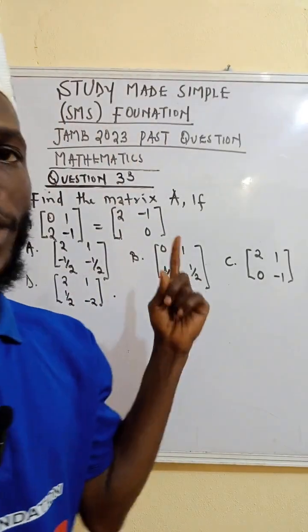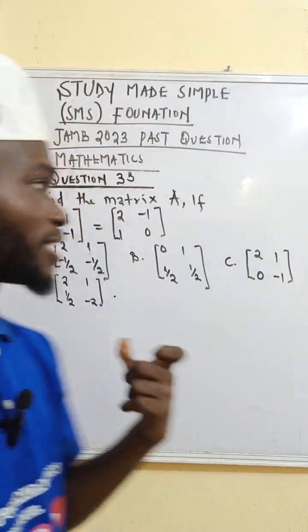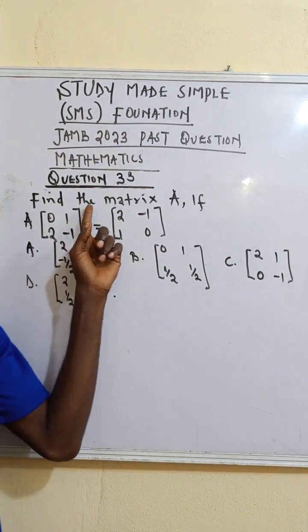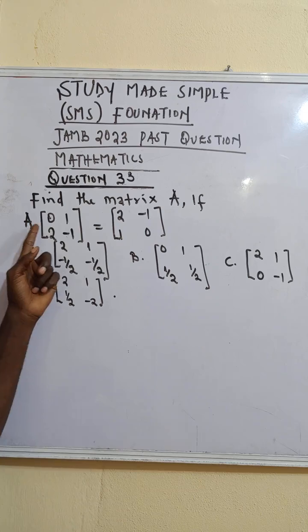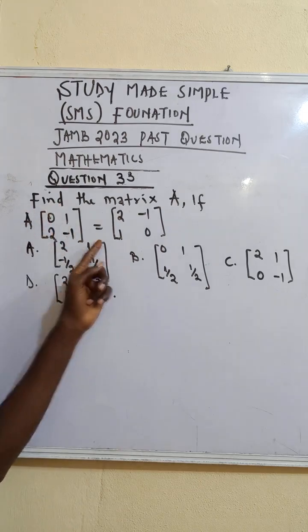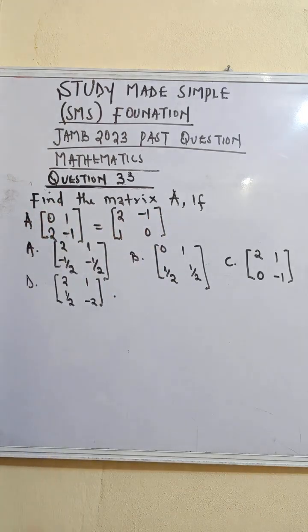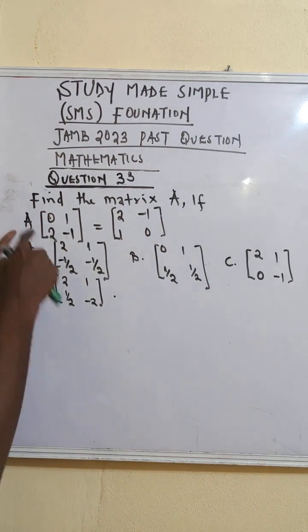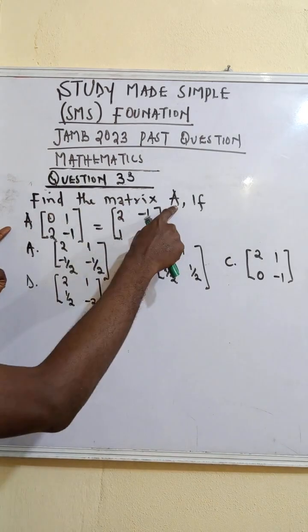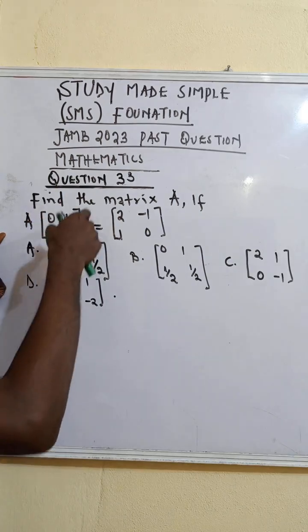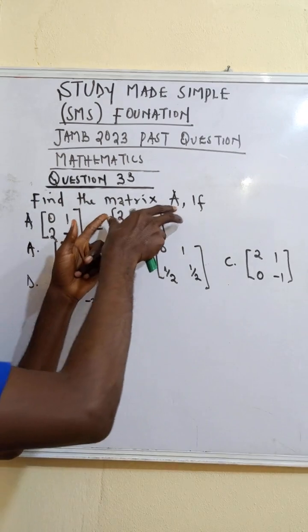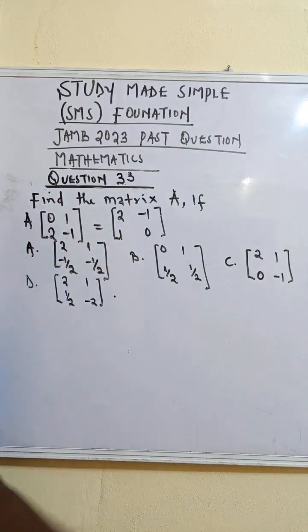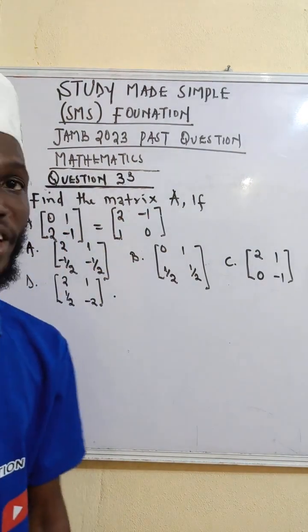JAMB 2023, Mathematics. Find the matrix A if A times this matrix equals this matrix. Very, very easy. So, A is a matrix which is multiplying this matrix, and the result of the multiplication is equal to this. Just like the normal way you solve your algebra.